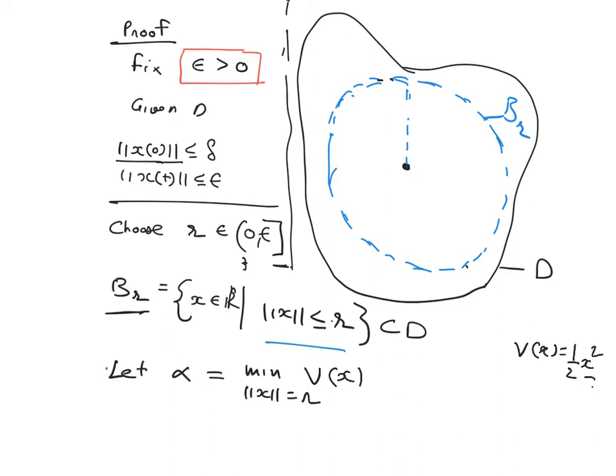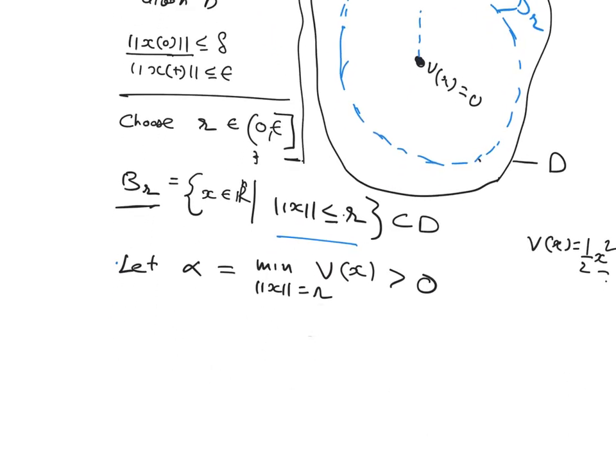What is the property of V of X? V of X is always positive, except at the origin. If V of X at this point is equal to 0, everywhere else in D it is positive. That means if I drive around this boundary and keep recording my V of X, alpha is the minimum of those numbers. So once I do that, alpha is greater than 0, no doubt about that.